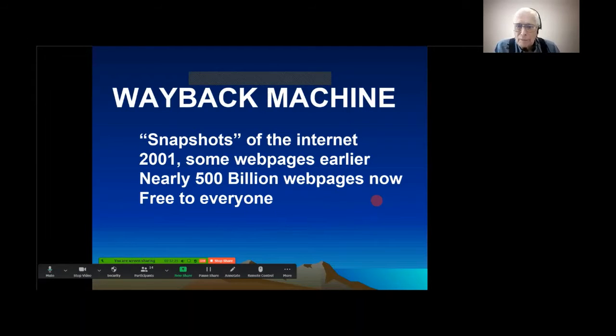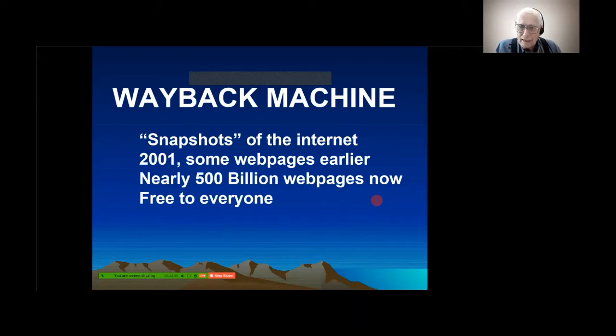Now, here's what the Wayback Machine contains. It's snapshots of the internet. You say, well, the internet is an enormous thing with millions of web pages. That's true. And these guys do periodically go through and do a snapshot of all of that. The Internet Archive started in 1996. But in the year 2000, 5 years after they started, they got this Wayback Machine going, and they had already stored some websites before that, so some go back earlier than that.